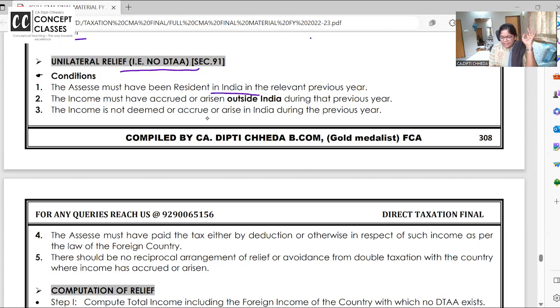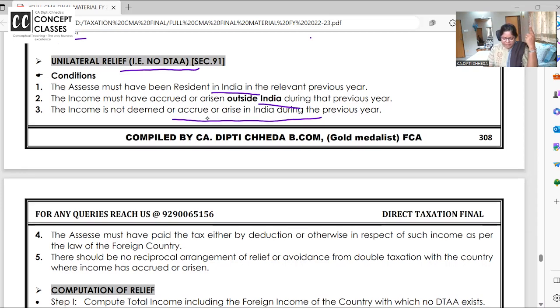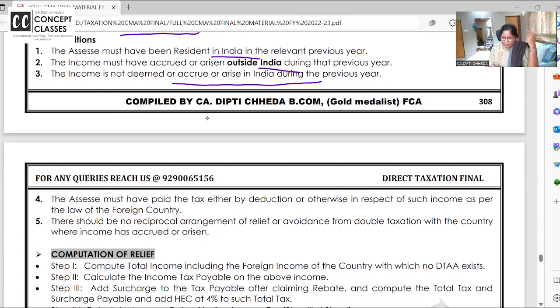The assessee must be resident in India. Yes, I am a resident in India. Income must have accrued or arisen outside India. Income is not deemed to accrue or arise in India. Whose income is this? It is a foreign country's income. Okay? The assessee must have paid the tax either by deduction or otherwise in respect of such income as per the law of the foreign country.